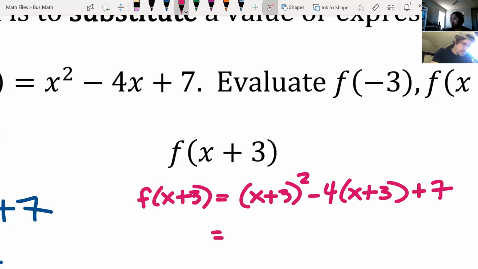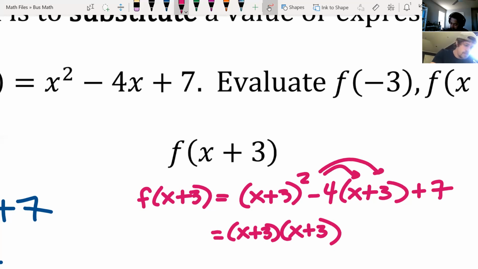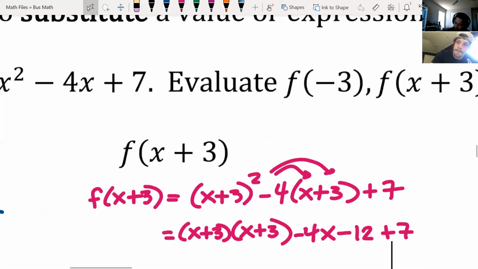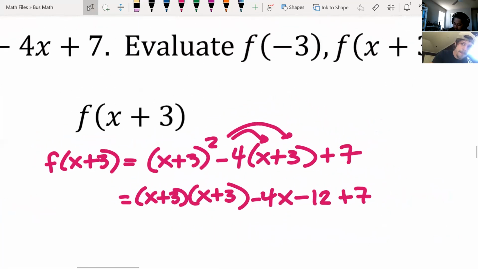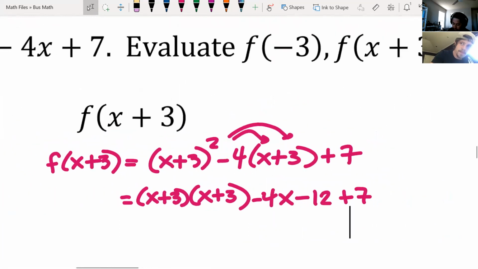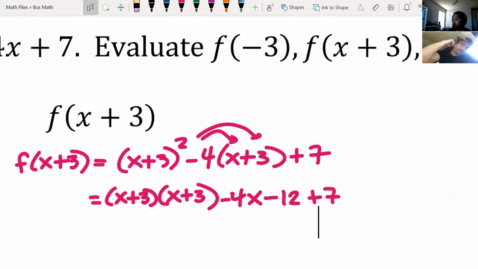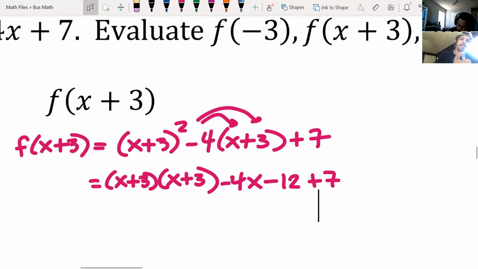Okay. So (x plus 3) squared has to be expanded. So (x plus 3) squared means x plus 3 times x plus 3. And now we can distribute the negative 4. So this negative 4 is going to distribute to these terms: negative 4x minus 12 plus 7. Now on (x plus 3) minus 4x minus 12 plus 7, we're going to have to FOIL the x plus 3s.